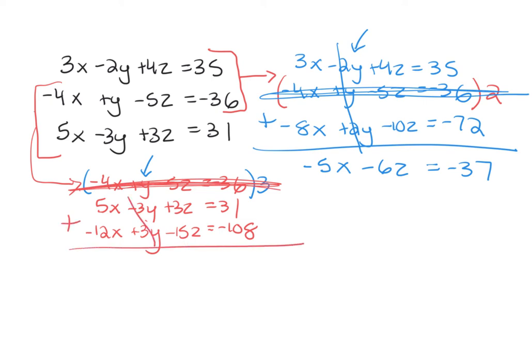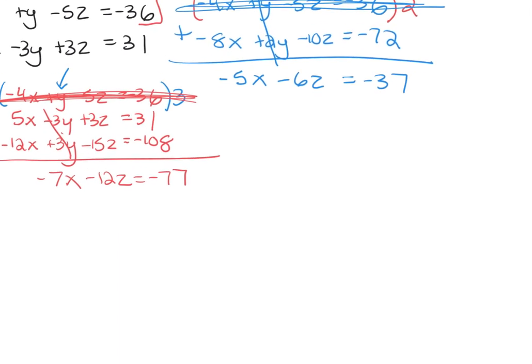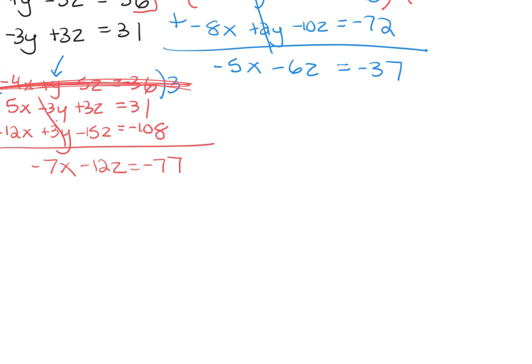So my y's will cancel. 5x plus negative 12x is negative 7x. 3z plus negative 15z is minus 12z. 31 plus negative 108 is negative 77. Okay, now I'm going to take my new two equations and set them up for elimination to eliminate another variable. So my first equation is negative 5x minus 6z equals negative 37, and negative 7x minus 12z equals negative 77.